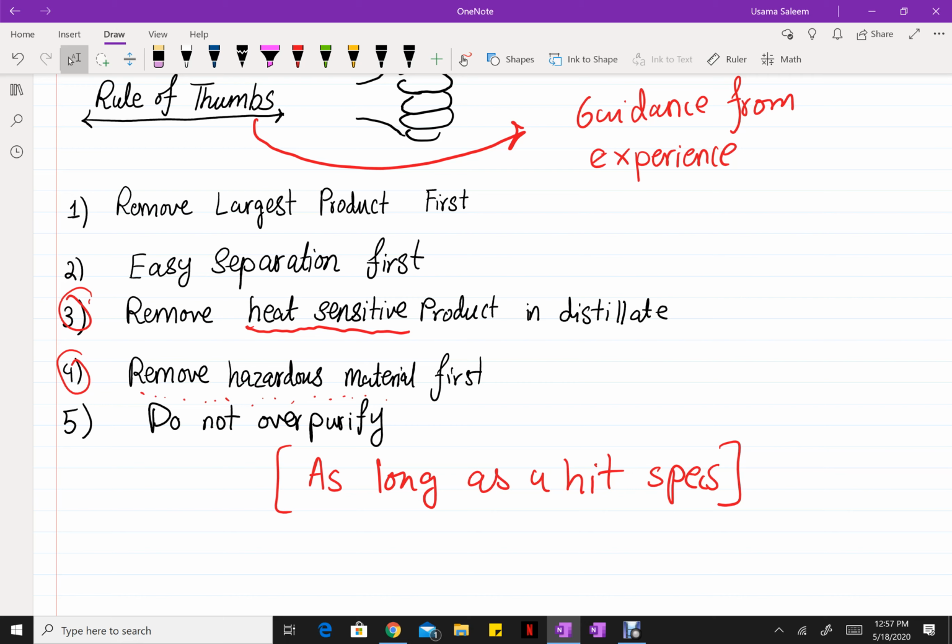In the next videos, we're going to go about the sizing of distillation columns.